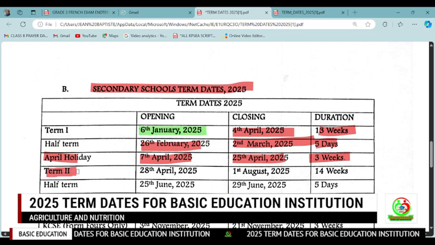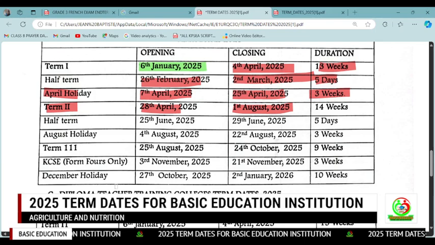Then when we look at term two again, it commences on the 28th April 2025. It will end around 1st August. So it is the same. When you look at it, it is the same.